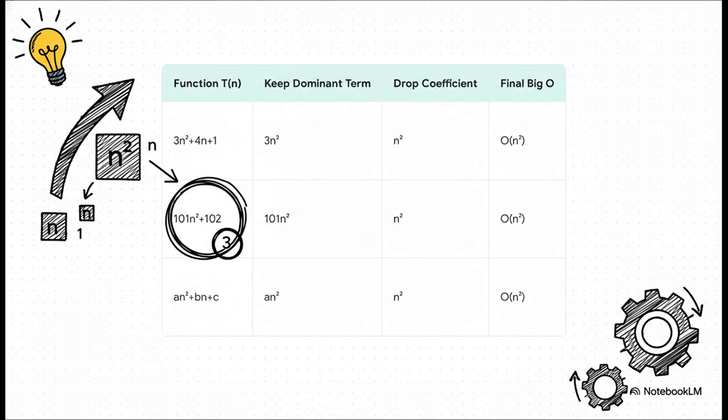And here it is, the big aha moment. In practice, this is all you really need to do. First, you look at all the different parts of your function, and you find the one that grows the fastest. That's what we call the dominant term. So for 3n squared plus 4n plus 1, the 3n squared part is eventually going to dwarf everything else. Then, second step, you just drop any constant numbers multiplying it. So 3n squared just becomes n squared. And that's it. That's your big O. See? Way simpler than it sounds.